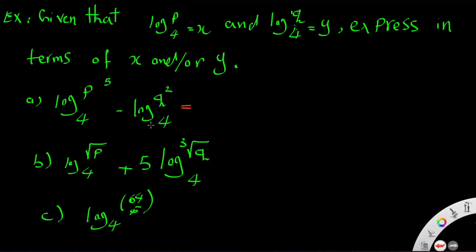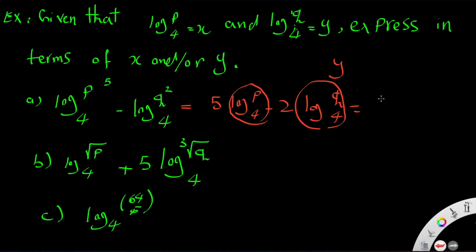Now for the first one, I bring the power, it would be 5 log of p to the base 4 minus 2 log of q to the base 4. So what was log of p to the base 4? X, and here was y. So it would be 5x minus 2y.